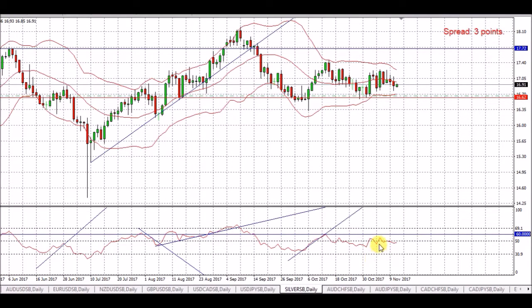Okay, we're below the 50 on the RSI. We're at 47.9, more or less 48, and I am expecting more downside on this.